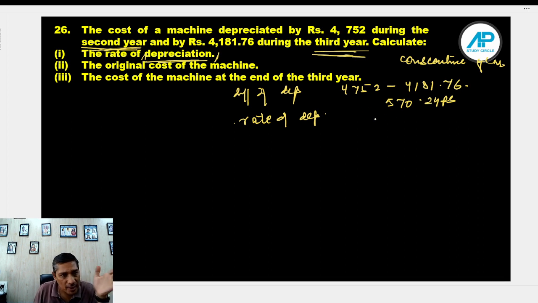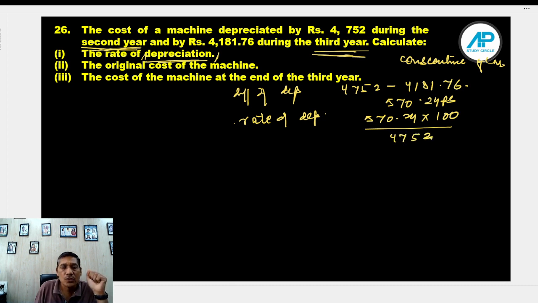The value of depreciation, कितना कितना decrement आया है values में, that is 570.24 into 100 upon the value on which the money is decreasing. It is on 4752. So when I divide 570.24 by 4752, it gives me 0.12 into 100, and that becomes 12%. So 12% is the rate of depreciation.